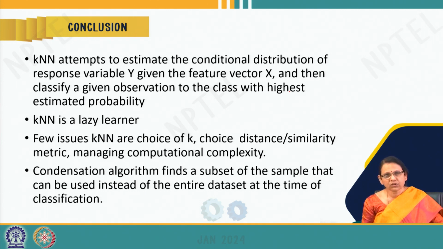For the choice of k, we saw there is a certain rule of thumb, and for finding the distance and similarity, we saw we have to first bring the data to a numeric form in case it is discrete. Then we have to choose a subset of this entire feature set using an algorithm called the condensation algorithm. There are other methods as well, through which you find a subset of samples that can be used instead of the entire data set at the time of classification. So, this lazy learner problem is relieved to some extent.